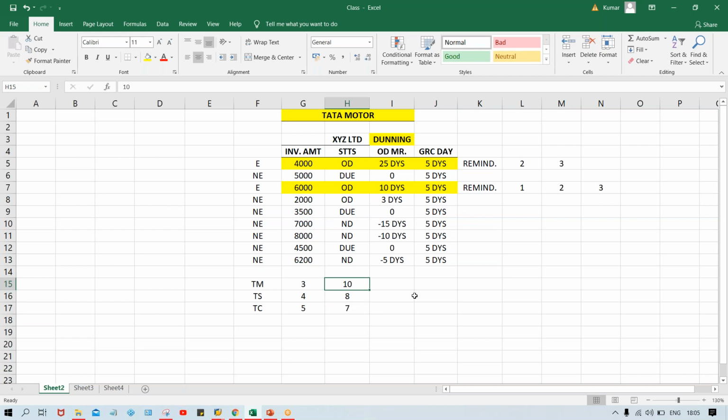So here the gap, the interval between the first reminder and the second reminder, is also going to change. Interval is nothing but the gap. Now, the grace period: what should the grace period be? Because suppose a grace period is given to the customer, Tata Motors has given 5 days grace period, Tata Steel has given 6 days, and Tata Chemical has given 7 days.